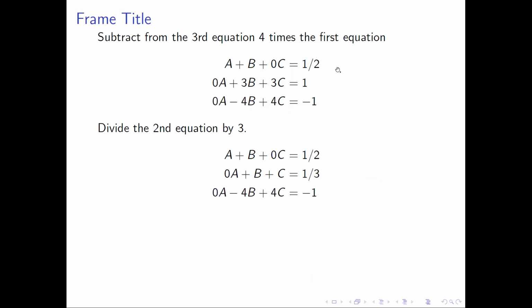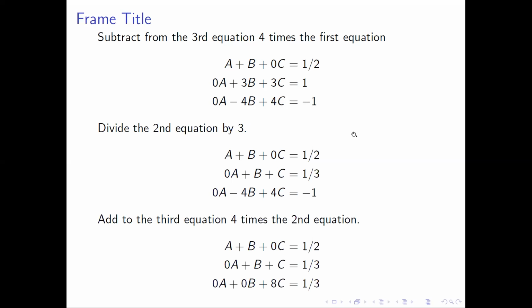Again, this system is really easy to solve in many ways. For example, if we look at this 2x2 piece, that just has B and C as unknowns, it can be solved very easily. But let's continue with Gaussian elimination. The next step is to make this coefficient here, the coefficient of this term, equal to 1. So divide the second equation by 3, and we get B plus C equals 1/3. Leave everything else the same.